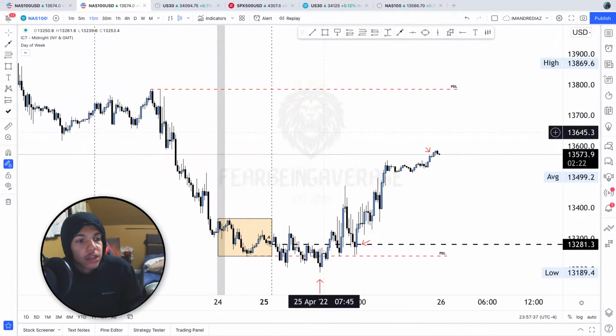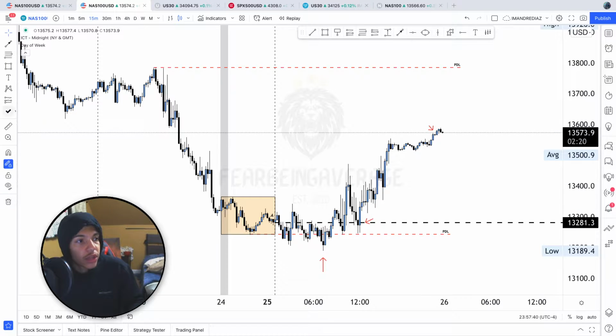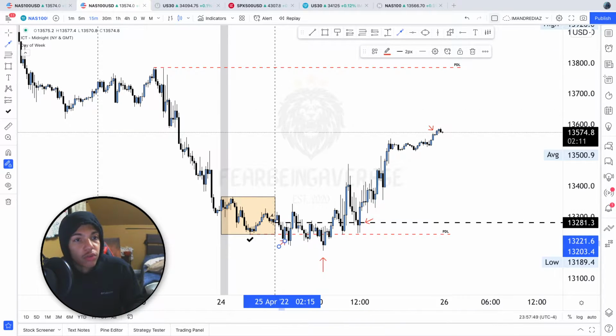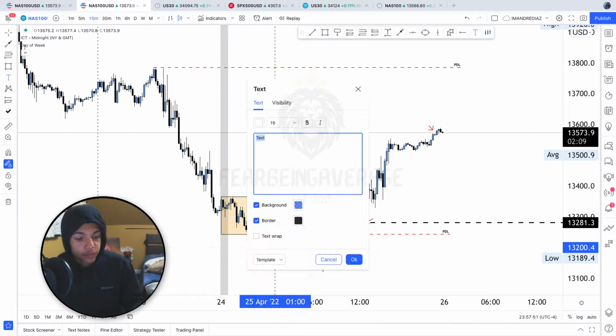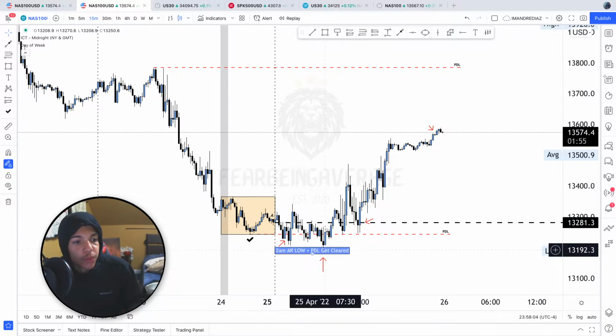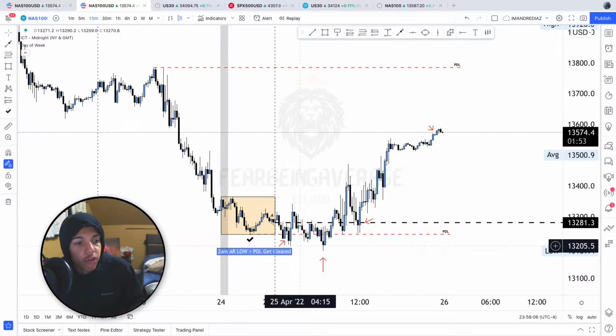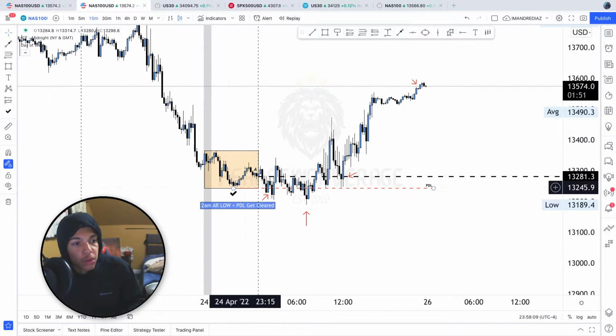But as of right now, as you can see, the previous day's low did get ran through, along with the Asian range low at 2 in the morning. So at 2 in the morning, we have the Asian range low and previous day's low getting ran through. So I'm going to annotate that. So 2 a.m. Asian range low plus the previous day's low get cleared. And by get cleared or get ran through, that's just another way of me saying there was a liquidity grab, and grab the liquidity from below this low.